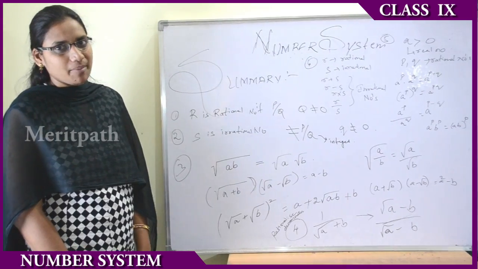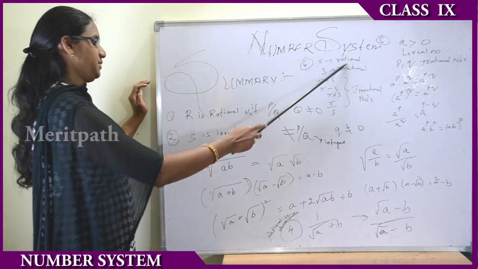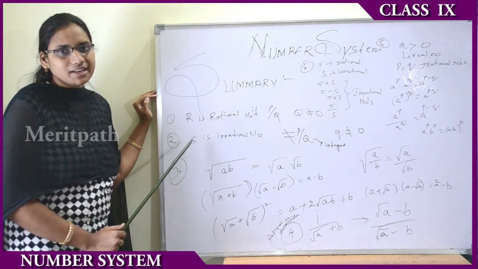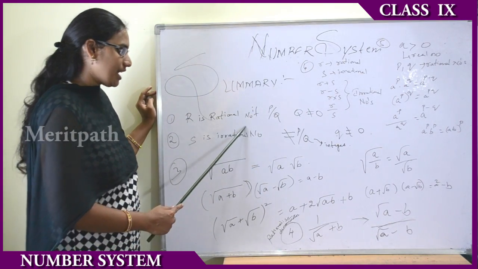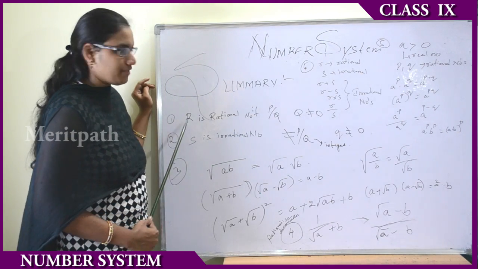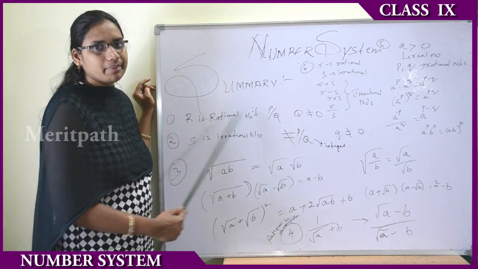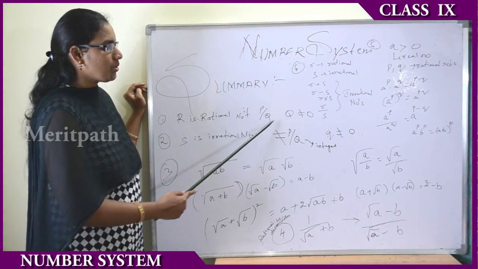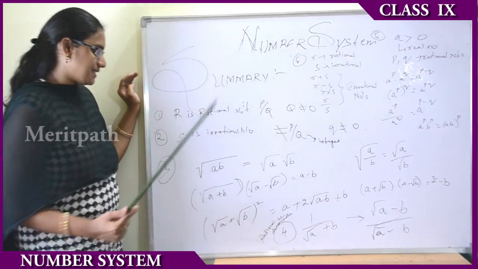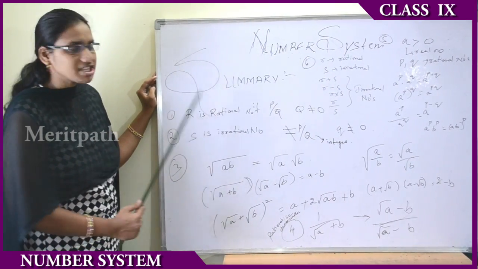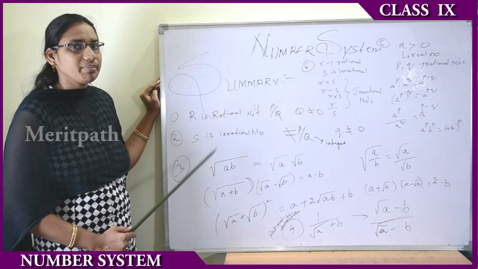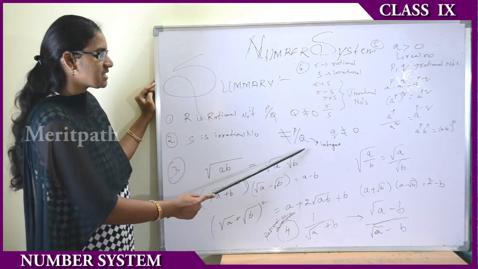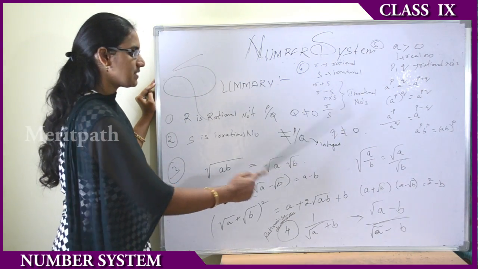Now let us deal with the summary of the chapter number system. R is a rational number. A number R is said to be a rational number if and only if it can be represented in p by q form, where q is not equal to 0. And second point, S is an irrational number, which cannot be represented in p by q form, where p is an integer and q is an integer, q not equal to 0.